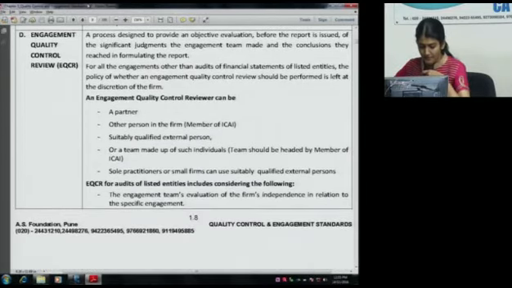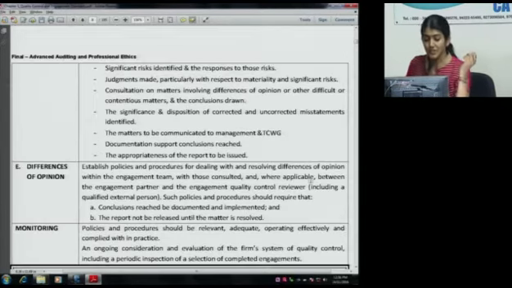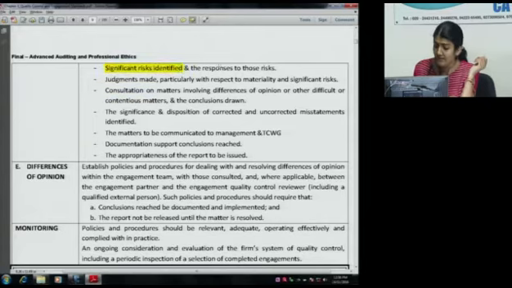Right? It says, see, the engagement team's evaluation, page number 1.8, in the firm's independence in relation to the specific engagement. Last line of page number 1.8. Independence in relation to the engagement, the significant risks identified and the responses to those risks.